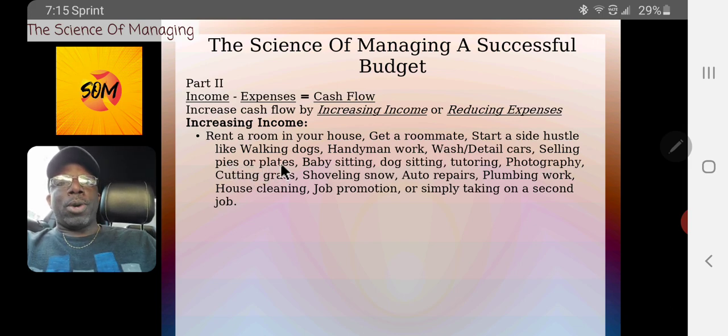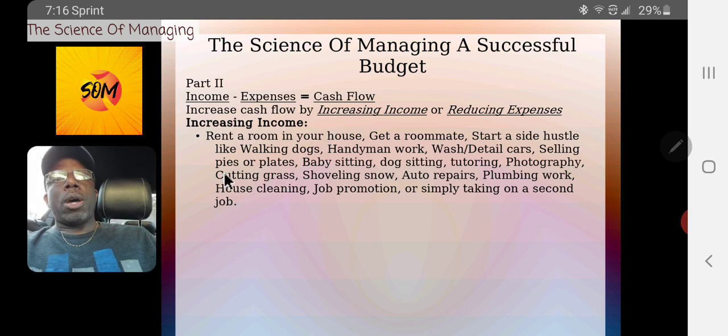I know someone in California who actually sells food plates. He does a really good job. The food is great. The flyers that he put out may be Sporties or something like that. He cooks the plates. He advertised that he's going to be selling plates, and then he sells the plates on a coordinated day, and that is money that comes in. That's extra money that builds up his cash flow. If you know how to bake pies, you know how to make desserts, sell those and make some extra money. Babysitting, dog sitting, tutoring, photography.